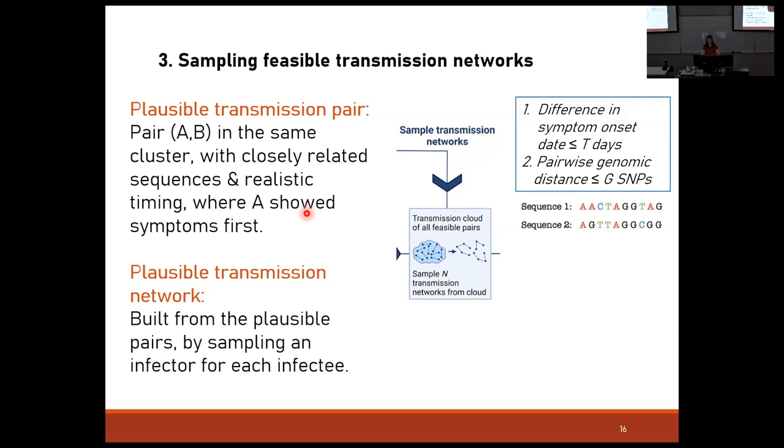So at this point, we've got this big cloud of plausible pairs. What we do is sample plausible transmission networks from that cloud. I think of it like picking pairs out of the cloud and gluing them together until we have what we're calling a plausible transmission network. You can imagine doing this sampling in various ways. You could just randomly select. We do it by selecting one infector for each infectee, so that assumes that everyone ends up in the sampled network. You could do this completely at random, or by preferentially sampling close genome sequences. What we do is preferentially sample both close genome sequences and people who are close together in time.